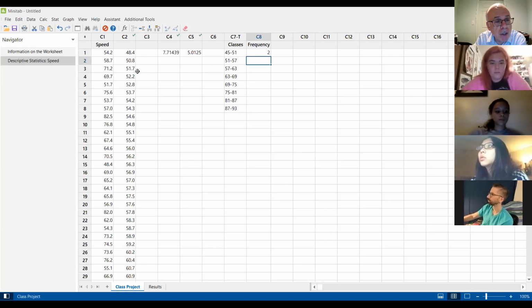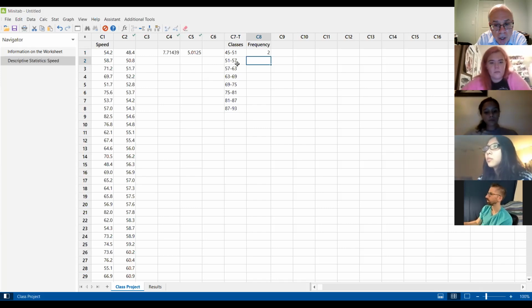51 to 57. Well, there's 1, 2, 3. Well, I don't know if I need to count them. I have to say, all right, 51.7 is in row 3. And then I look for the last one, right? Which is 56.9. Now, 57 is going to be included in the next class, right? It does not get included in class number 2. Because it says 51 up to, but it does not include 57. So we're going to include 51.7 up to 56.9.